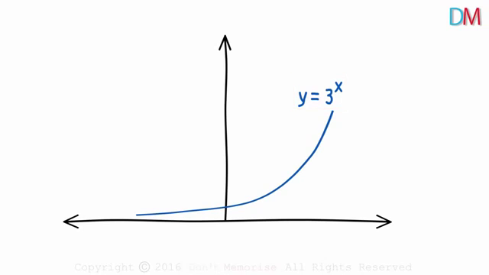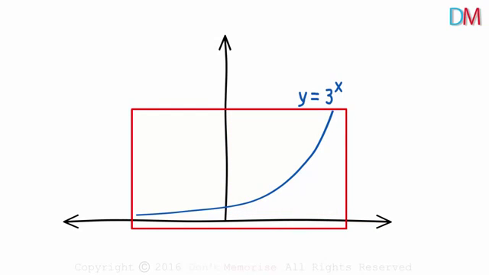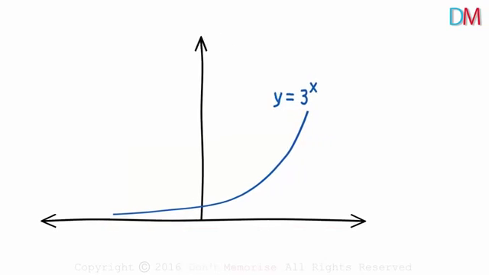In the previous tutorial, we had plotted the graph of y is equal to 3 to the power x. It's an exponential function and its graph looks a bit like this. When x is negative, the y values are tiny. And when x takes positive values, the y values start increasing exponentially. So if this is how an exponential function looks, how will the logarithmic function look then?